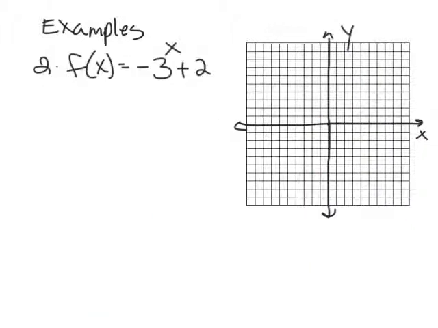So we'll do one more for our notes, and then we'll practice more in class. Here I have f of x is negative 3 to the x. Now I have a vertical shift. The vertical shift is going to change the horizontal asymptote. My new horizontal asymptote is going to be at y is equal to 2. So we're going to start there.